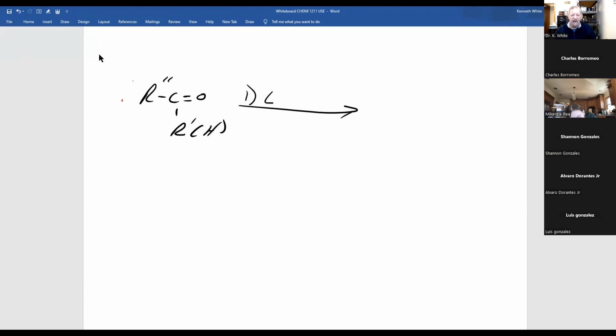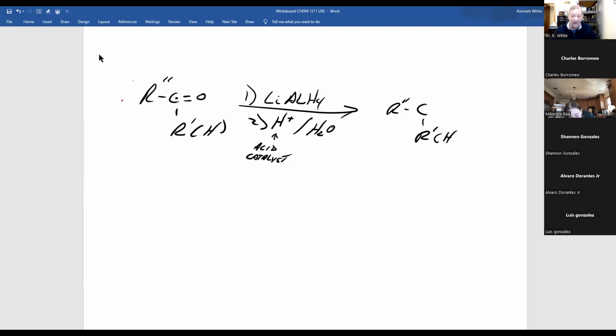And remember, first step is lithium aluminum hydride. Second step, acid, H plus. This means acid catalyst. And that could be sulfuric acid or other acids I'm not going to talk about. And water. I think everybody knows H2O is water. I hope so. And keep your eye on the carbonyl carbon, because that's where the fun is. What's attached to it, R prime or hydrogen, and R double prime is still there, comes along for the ride.